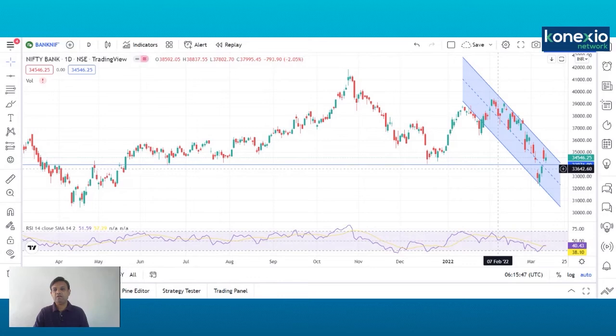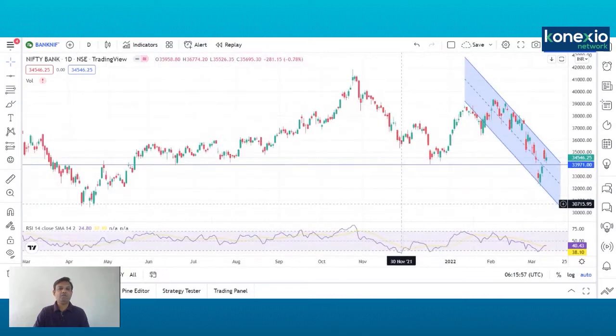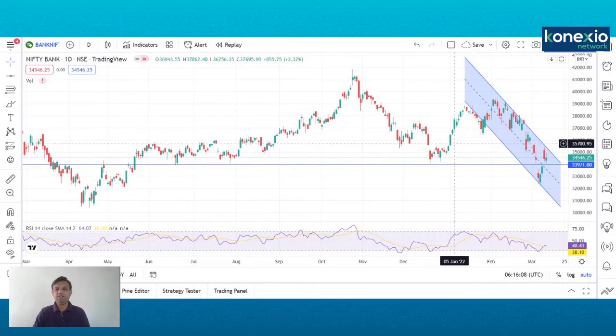So the ideal level to enter in Bank Nifty, if there is any kind of correction, would be almost around, say, 33,900 odd marks. If that area is seen next week on the pullbacks, it should be used as a buying opportunity. And we are expecting a breakout from this level.